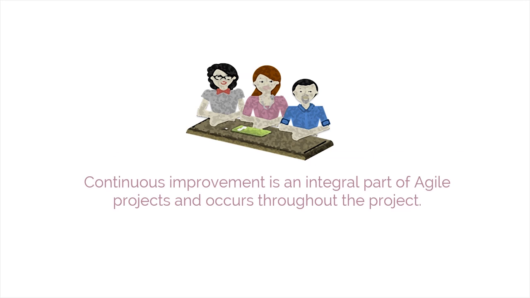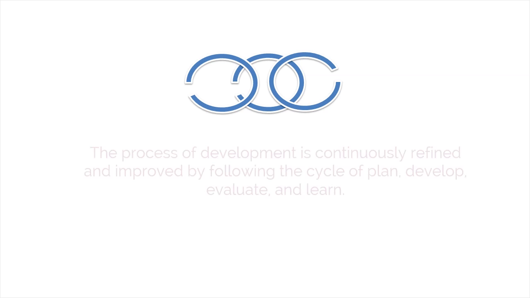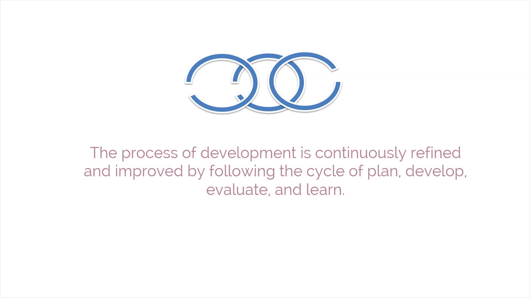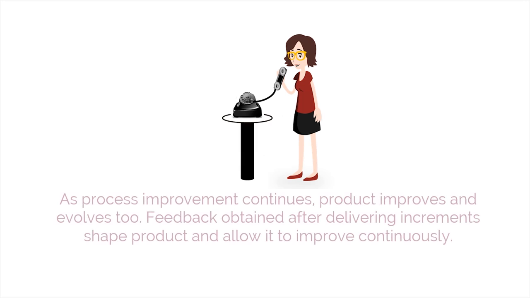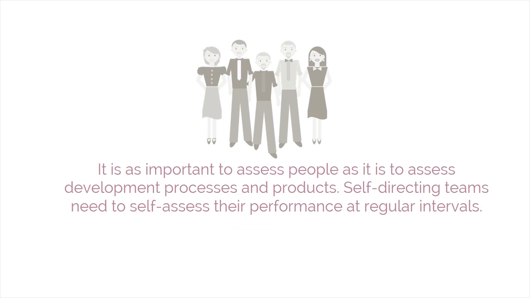Continuous improvement is an integral part of Agile projects and occurs throughout the project. The process of development is continuously refined and improved by following the cycle of plan, develop, evaluate, and learn. As process improvement continues, the product improves and evolves too. Feedback from customers obtained from delivering increments shape the product and allow it to improve continuously. And finally, it is just as important to assess people as it is to assess development processes and the products.